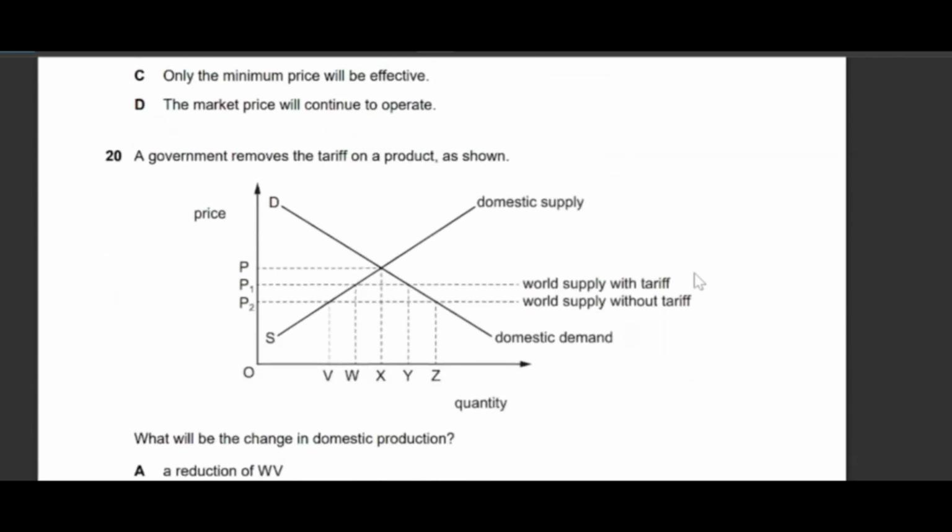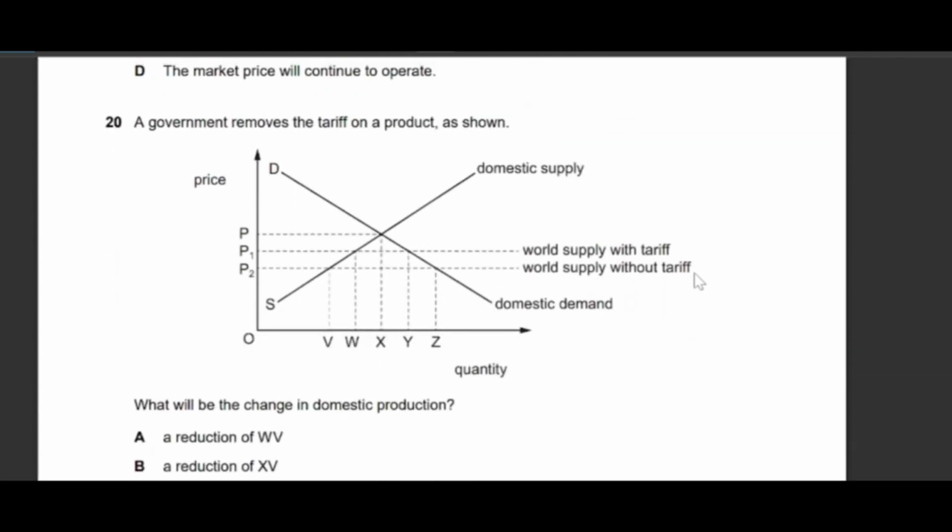Okay, so moving to question number 20. A government removes the tariff on the product as shown below. When the tariff is removed, definitely the world supply with tariff was this, and after the tariff it is this. So supply has shifted downward. So initially domestic supply was at this point.